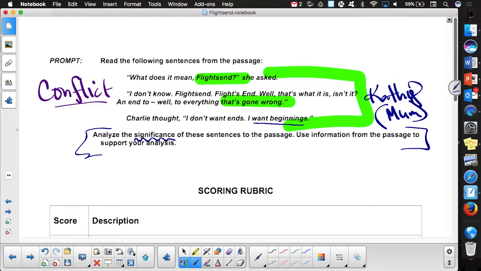What does Kathy want? She wants to move and have a new beginning. Okay. She wants to end everything that has gone wrong. "I don't want ends, I want beginnings." What's Charlie's main reason for not wanting to move? Friends. Social life.